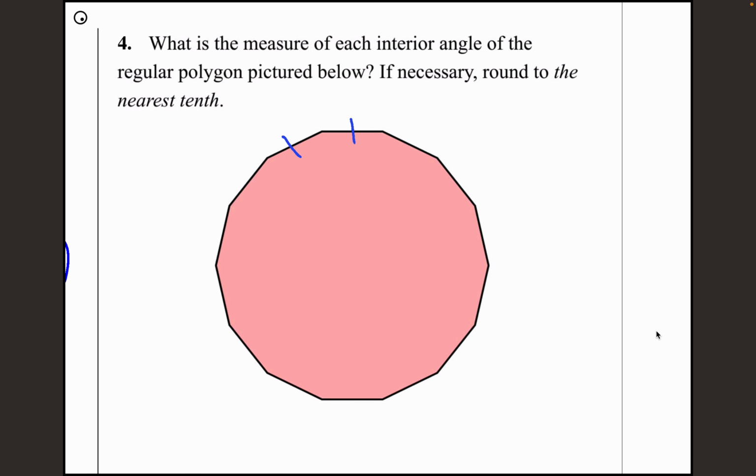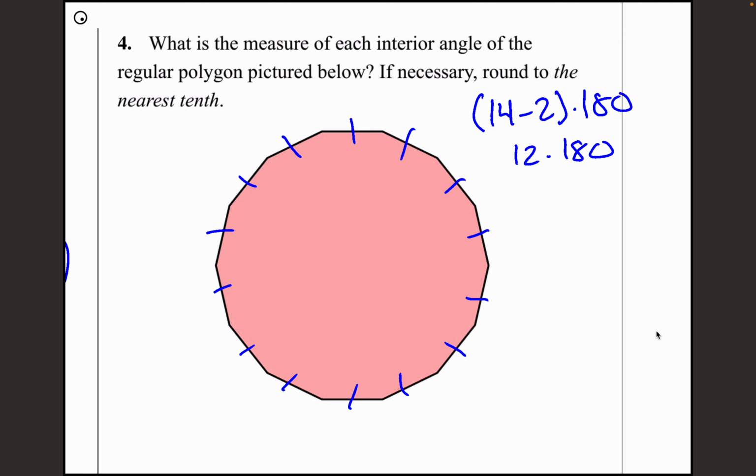So yeah, 1, 2, 3, 4, 5, 6, 7, 8, 9, 10, 11, 12, 13, 14. Yes, it is 14. So how do I set this one up when I need to find the measure of each interior angle? I need to find the total sum first. So 14 minus 2 times 180. What's 14 minus 2? Perfect. What's 12 times 180? Okay, that's the total sum. It says what is the measure of each interior angle? What do I need to divide this by? 14, because that's how many sides.